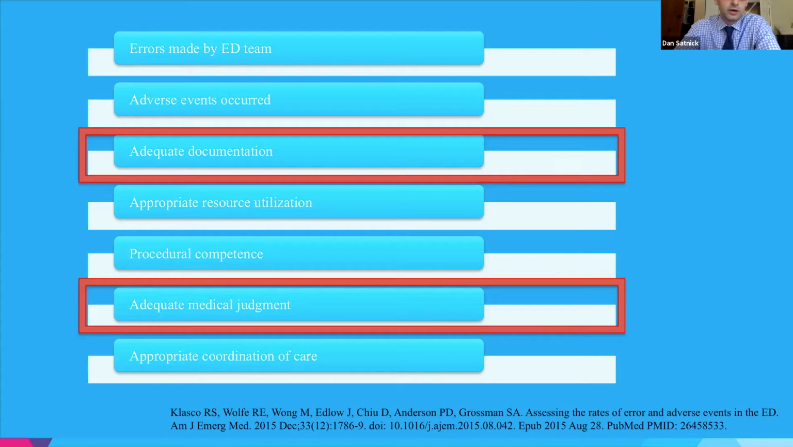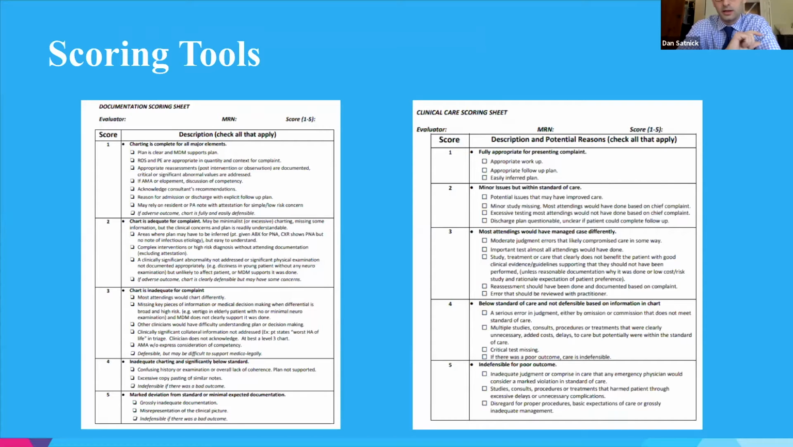Here you can see the scoring tools. Don't worry, the next couple slides are going to focus on them in a little more detail, but you can see the documentation scoring sheet and you can see the clinical care scoring sheet. I want to highlight that it's a Likert scale, 1 through 5, 1 being the best, 5 being the worst.